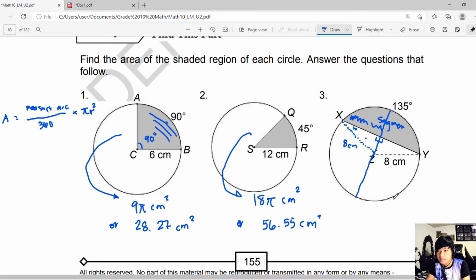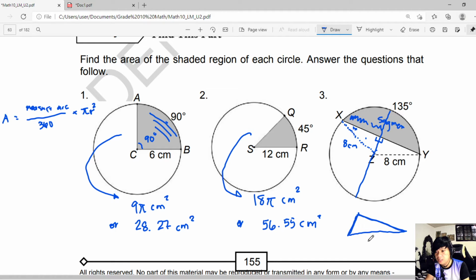Sige. Pag i-draw natin siya, magiging ganito na siya. Labas natin sa circle ha. Okay, ganyan, di ba? So, these two triangles are congruent. Now, we need to find the height. So, ito yung height, this one. Ito yung height. And ito yung magiging base natin. Hanapin natin ang measure niyan.